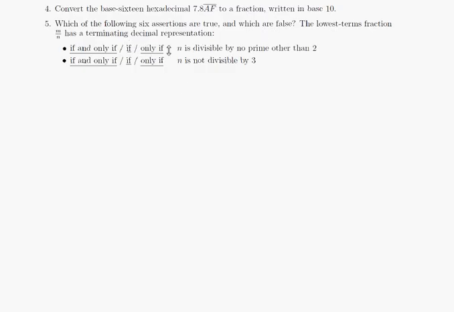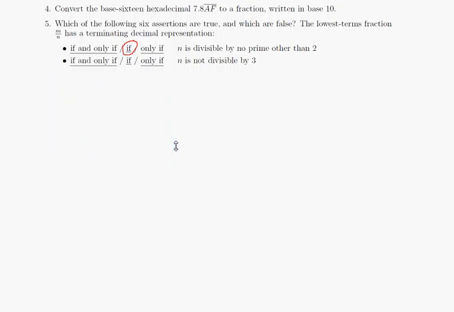The lowest term fraction m over n has a terminating expansion if n is divisible by no prime other than 2. So if that happens, like 1 over 2 to the fourth, if it is divisible by no other prime than 2, then the assertion is true. However, it is not an if and only if. It is possible for it to terminate if n has factors other than 2, for example, 1/5. So this one is if.